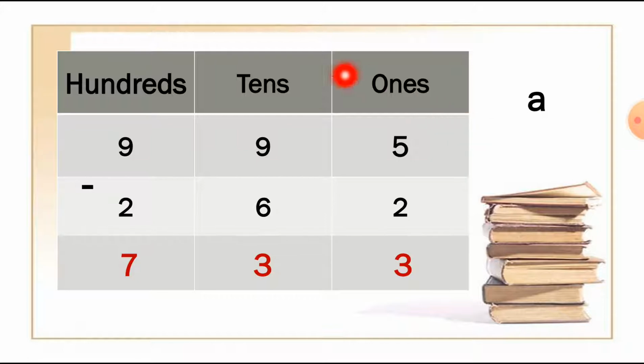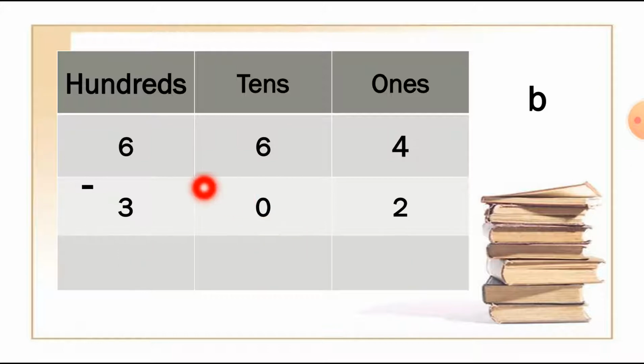So our answer of this sum is 733. I repeat this, 733. You have to repeat after me. 733. This is the answer of sum number A. Let's move to sum number B.